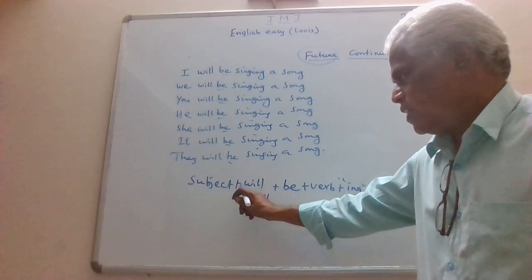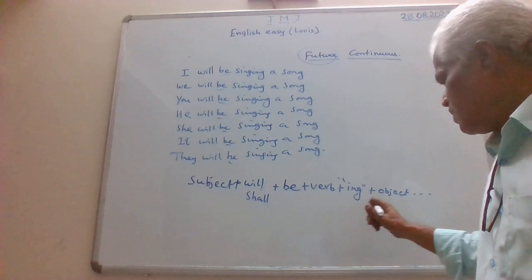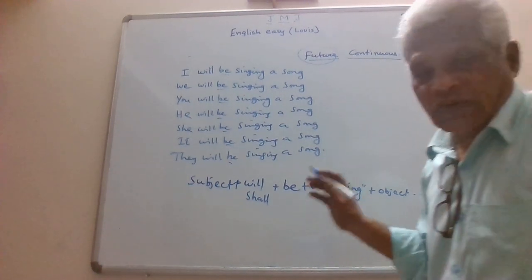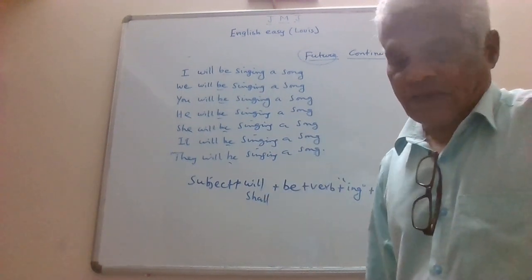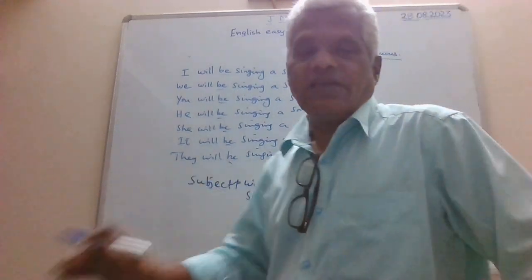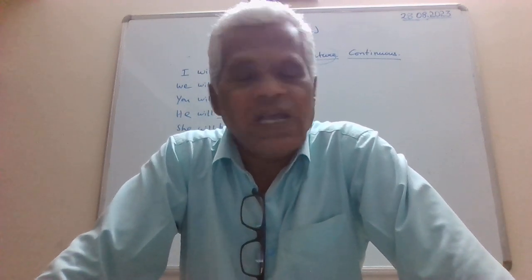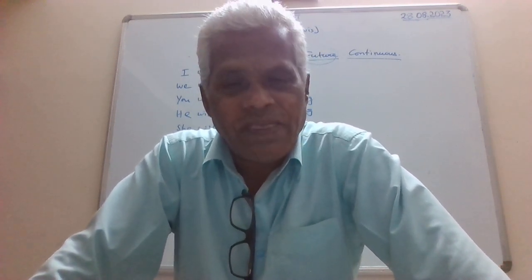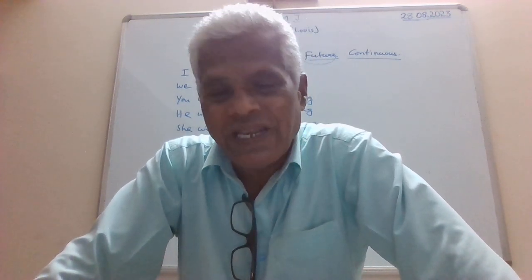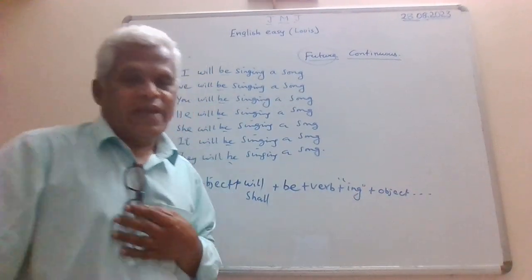Now look at this. You have the subject plus will or shall plus be plus verb plus ing plus the object. So that is the formation of the verb for future continuous tense. What else, viewers, do you want to learn in future continuous tense? Very simple. If you have learned all the circumstances, now it is easy for us to understand the meaning of the sentences also. Can I explain once again?